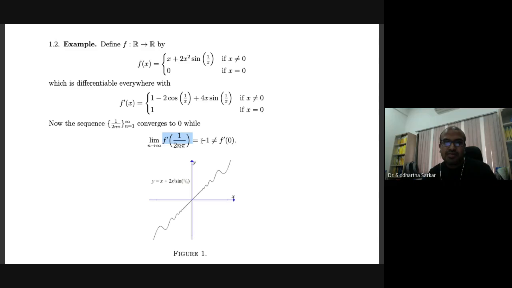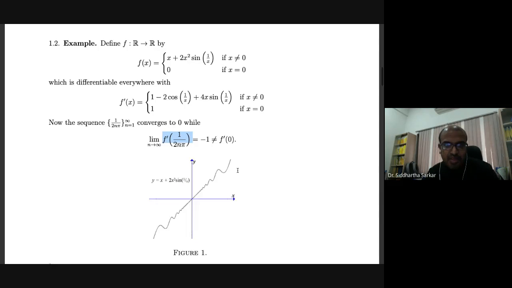Therefore, the limit is -1, and it's not equal to the derivative at 0. Obviously that means that 1 by 2 n pi converges to 0, but the derivative does not respect this limit. So therefore the derivative cannot be continuous.